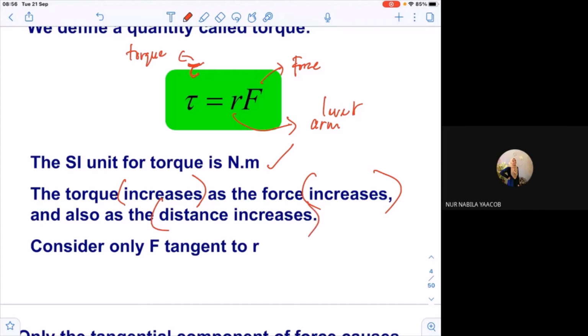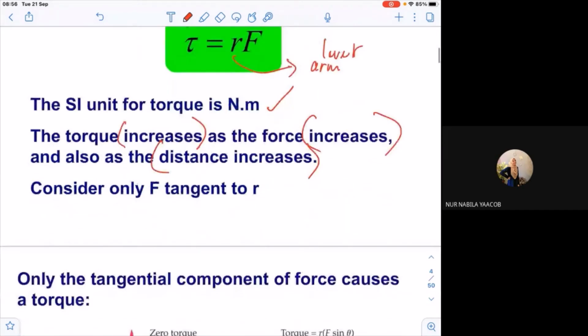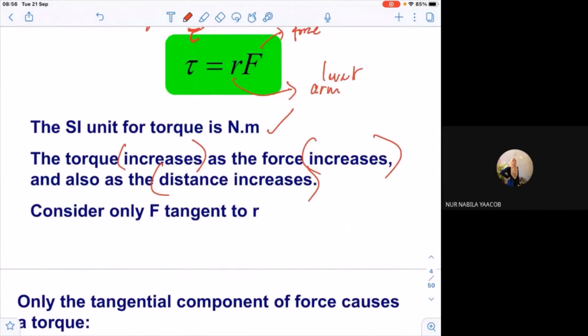Okay, so everything looks okay. The torque is directly proportional to force and distance. But which type of force should be considered? Okay, we consider only the component of force.